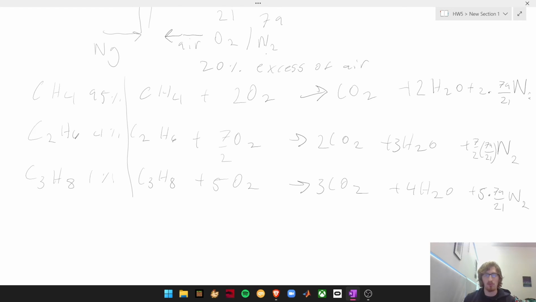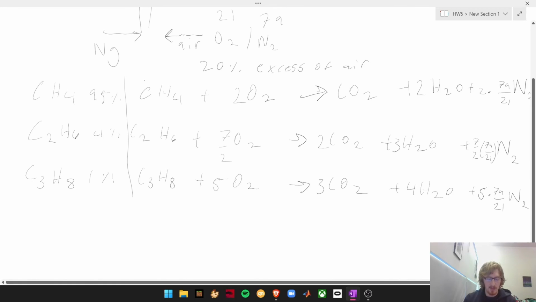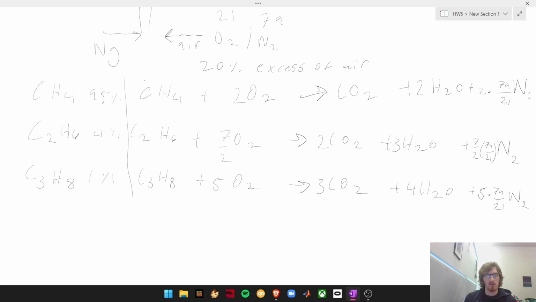And that'll just be 20% of the amount that we put in because we're assuming that baseline it's perfectly balanced. When we add the extra air, since it was previously perfectly balanced, all the extra air that we're putting in just needs to be heated up, but it won't be taking part in the reaction.